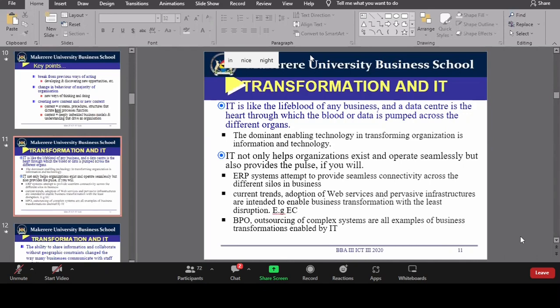The current trends, adoption of web services, and pervasive infrastructures are intended to enable business transformation with the least disruption, e.g. electronic commerce. You are right. Thank you. Then business process outsourcing, that is BPO, and outsourcing of complex systems are all examples of business transformations enabled by IT. There's a topic that we shall cover under business process outsourcing, and you'll appreciate this better. It will mainly look at why we need to go out and outsource some of our functions as organizations.